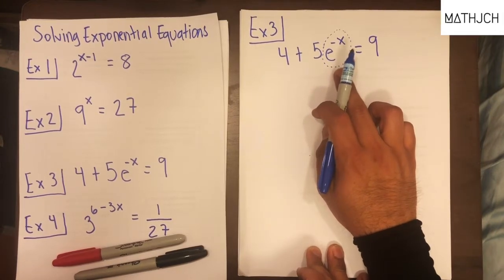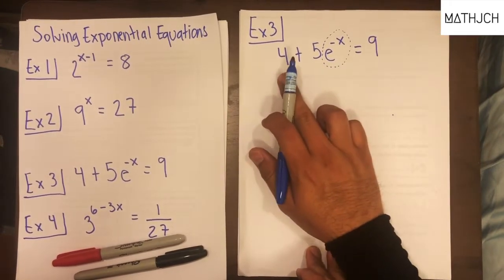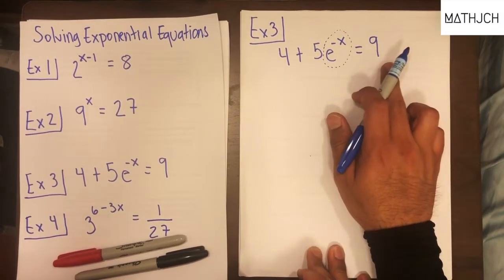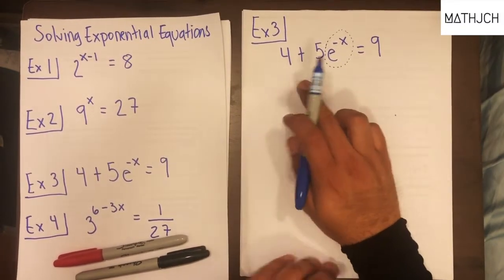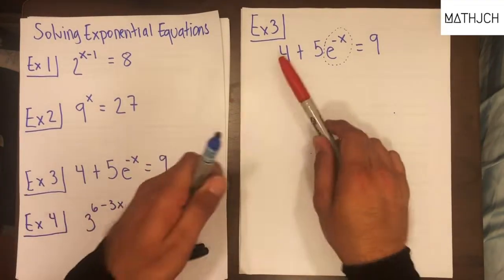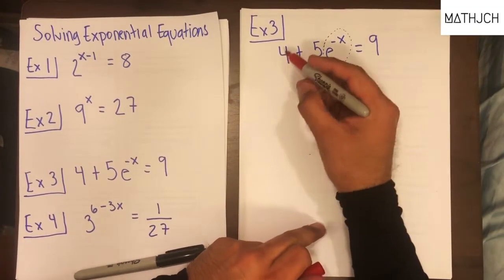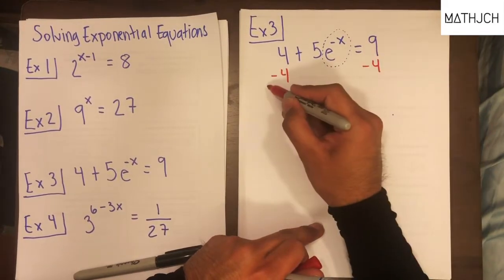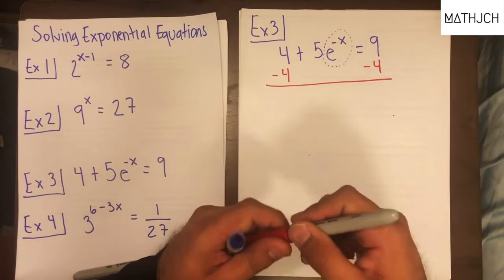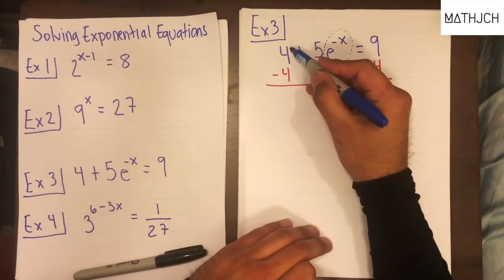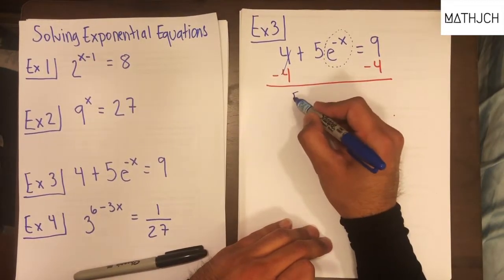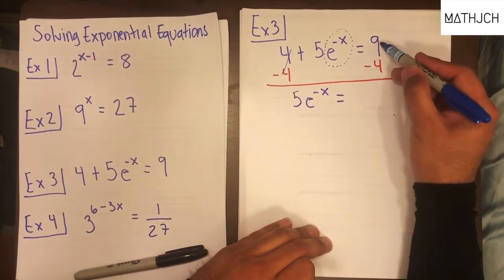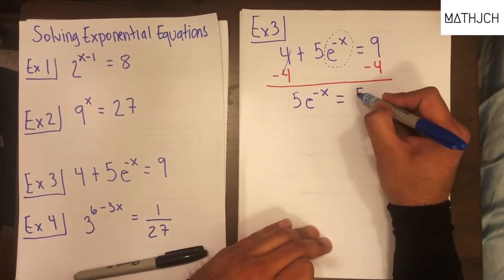Okay? So the first thing that we have to do is move this 4 to the other side. Okay? So that's the first step. So notice this 4 is automatically positive. So to move it to the other side, we do the opposite, which is negative, or subtract, right? So this cancels, so we are left with 5 e negative x equals 9 minus 4, that gives us 5.